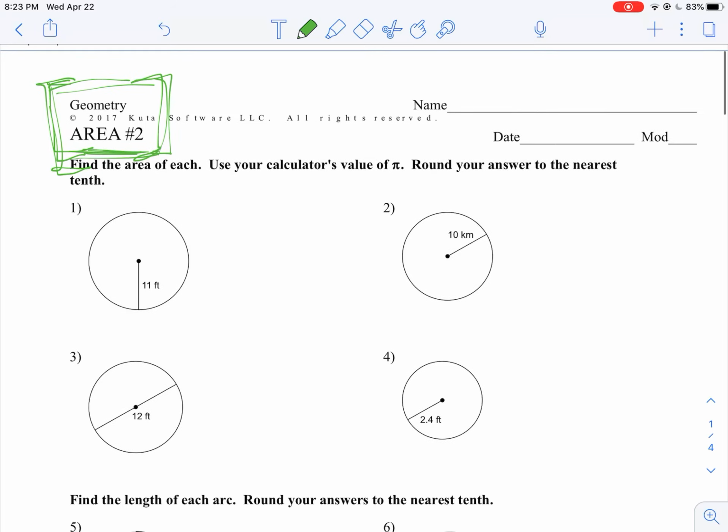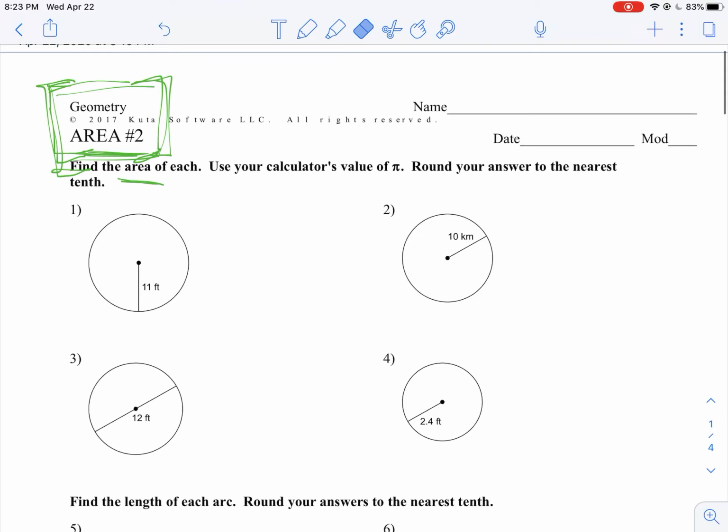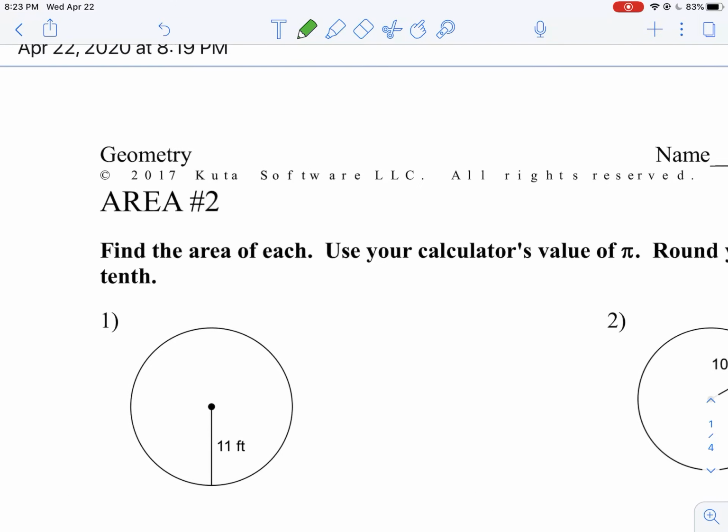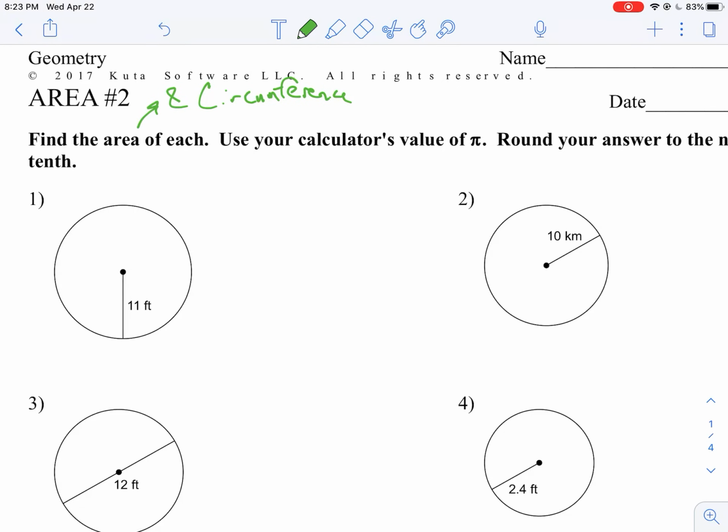All right, let's get started. The first four are review, find the area of each. Let's do find area and circumference. I don't know why it would just be one. It should just fix the directions, but it's area and circumference. All right, so find both. Use your calculator's value of pi. It's just a review of area number 1.